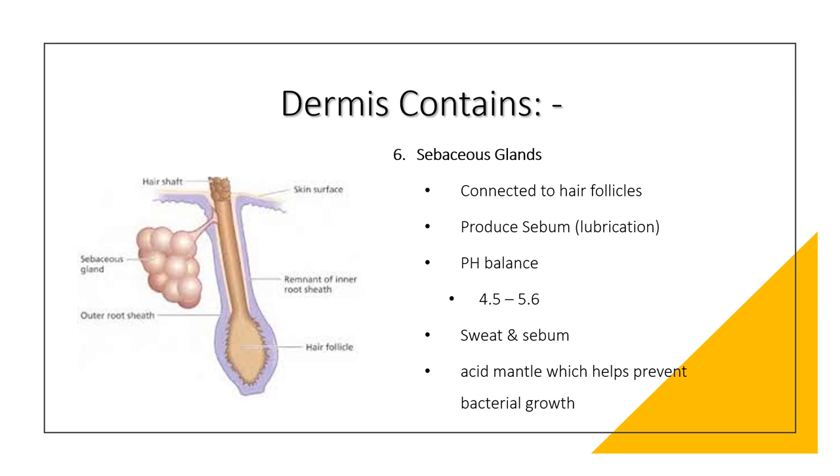The sebaceous glands connect to hair follicles and produce sebum. So sebum comes from sebaceous. The sebum acts as a lubrication on the skin, which provides a pH balance on the skin of 4.5 to 5.6. Sweat and sebum combined help to maintain the acid mantle on the skin, and this is important for preventing bacterial growth. Bacteria don't really like much acid. So anything that's acidic, like the hydrochloric acid in the stomach and the acid mantle on the skin, is going to be very good for stopping bacterial growth on the skin.